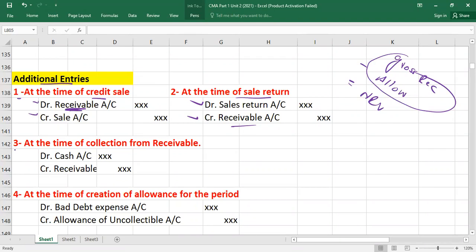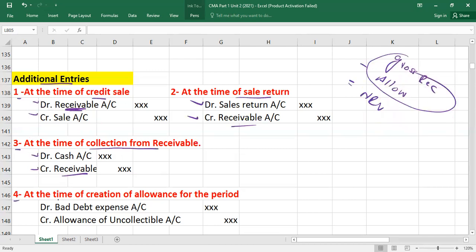So there is another entry at the time of collection from receivables. What entry will you pass? You will obviously debit cash, credit receivables, and this entry will also reduce the amount of receivables because receivable is credit. Understood? Otherwise, I will tell you at the end with equations, but here I'm just explaining the concept as well.